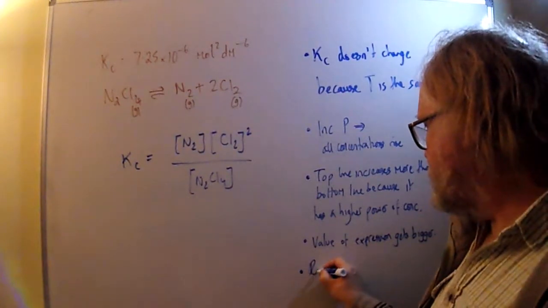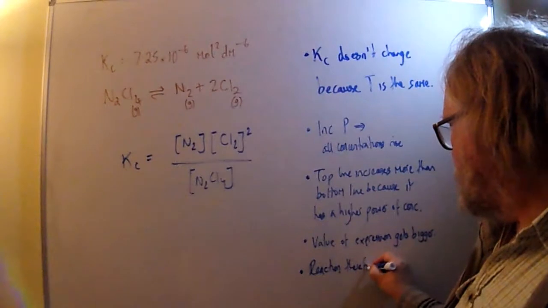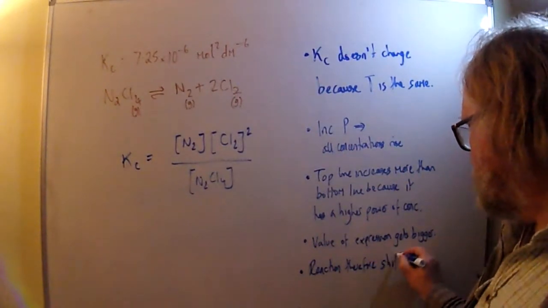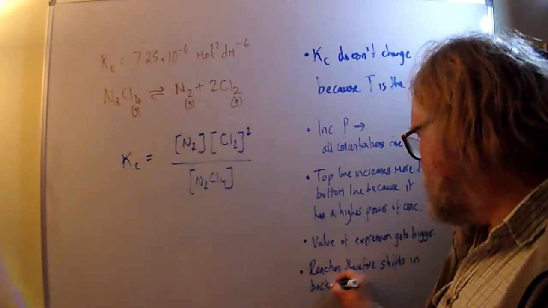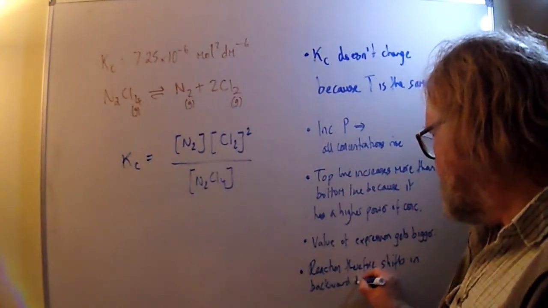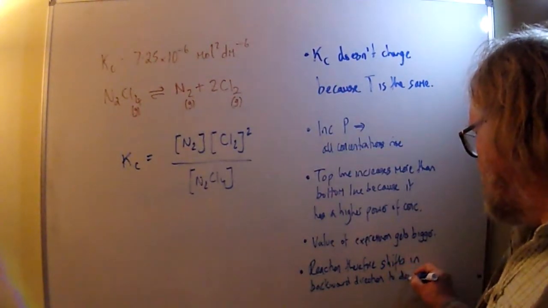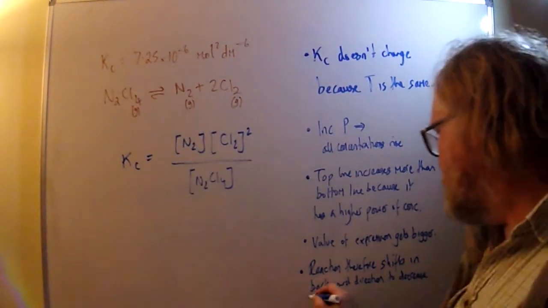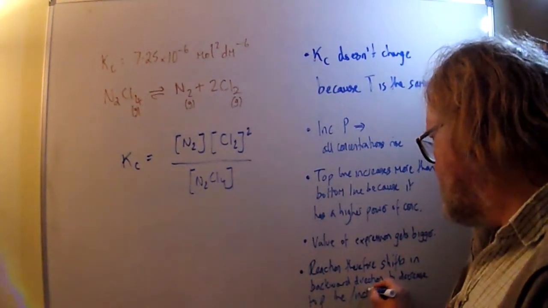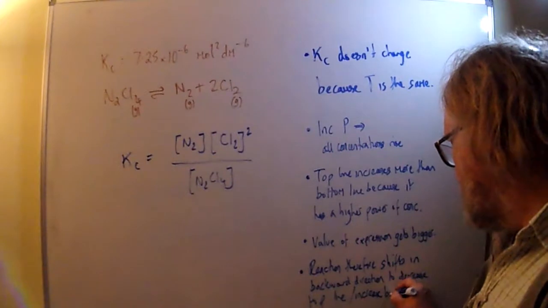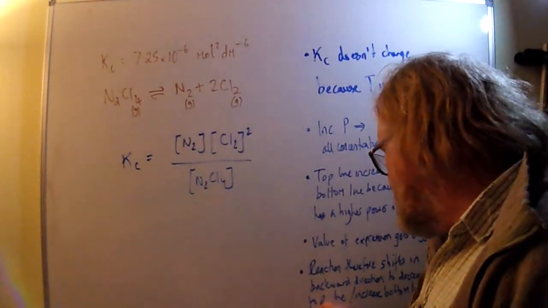Okay, so the reaction therefore shifts in the backward direction, or to the left if you prefer. Shifts in the backward direction to decrease the top line, increase the bottom line, and so return to Kc.